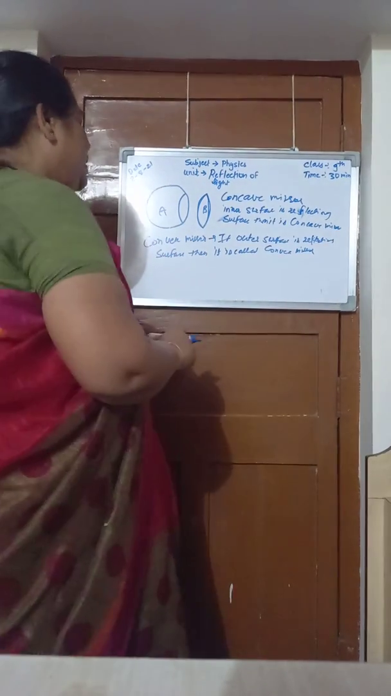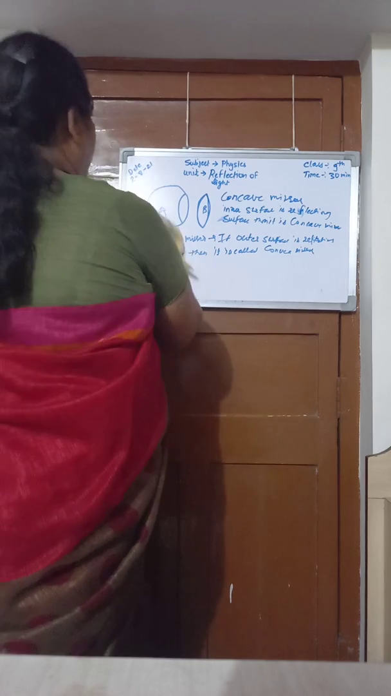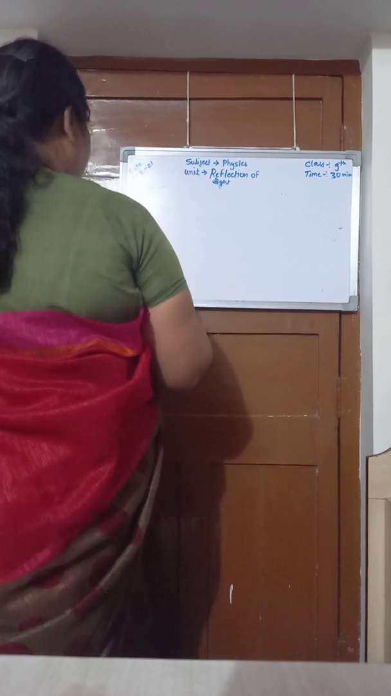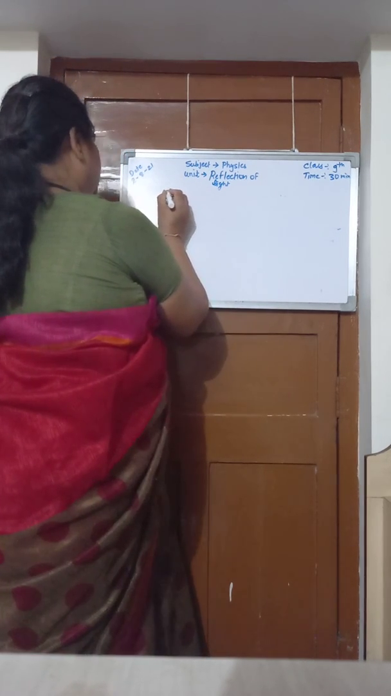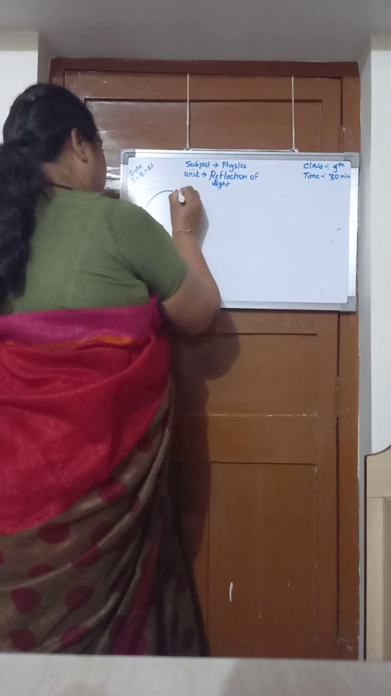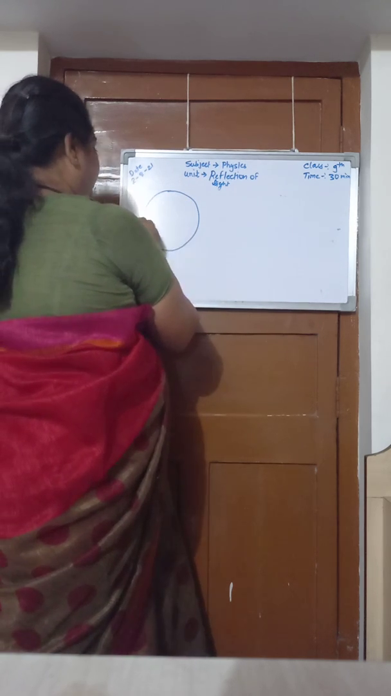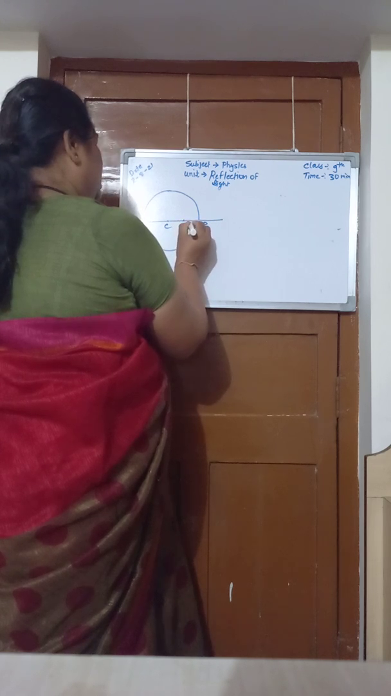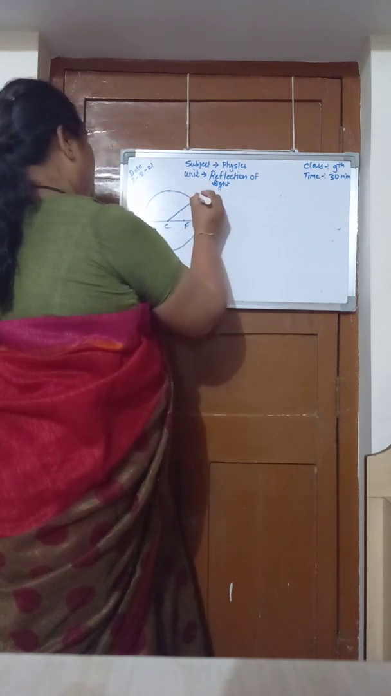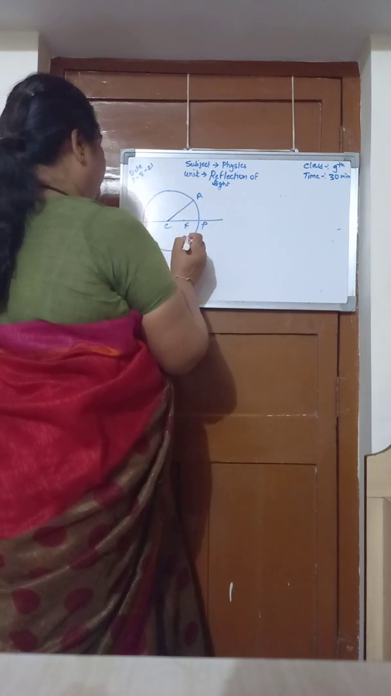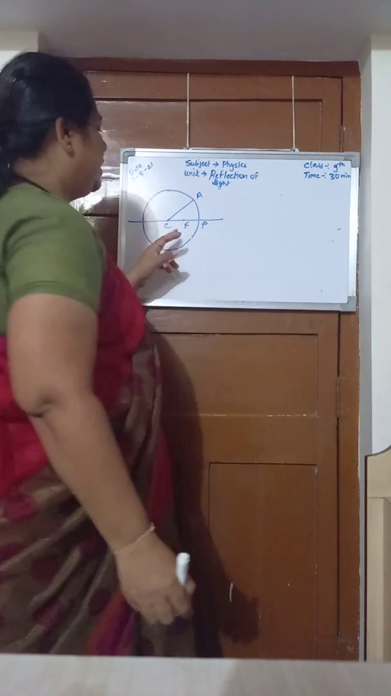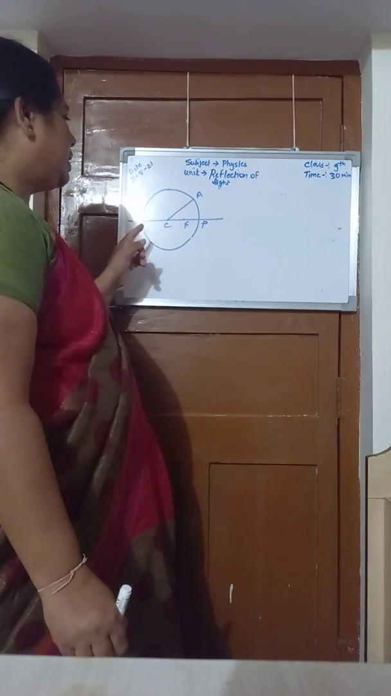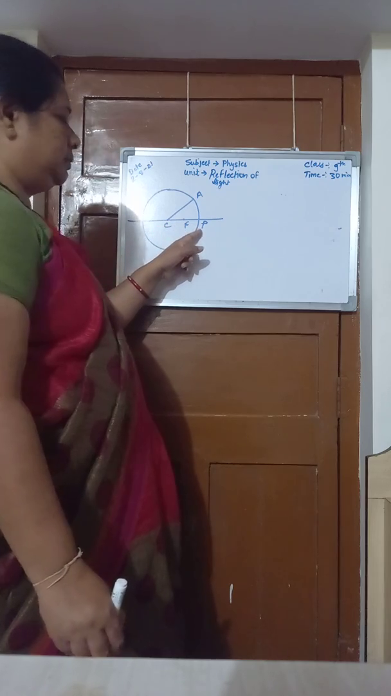Then we have to see terms related to spherical mirror. What are the terms related to spherical mirror? This is the spherical mirror. This is C, center, P, pole. This is focus. This is the radius of curvature. First we have to see the terms related to this spherical mirror. First is pole, P.